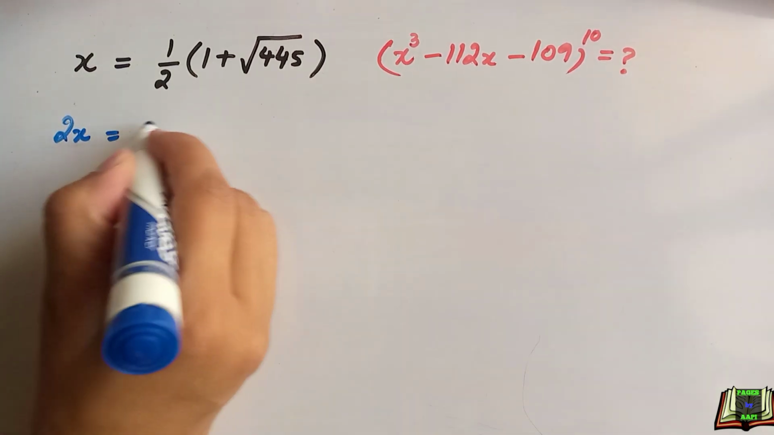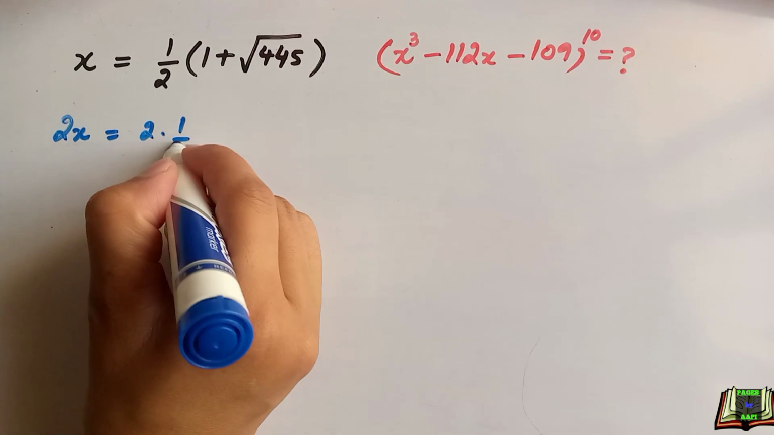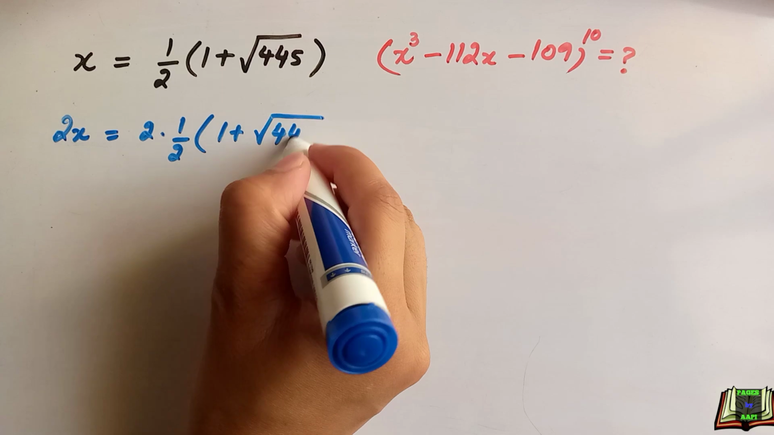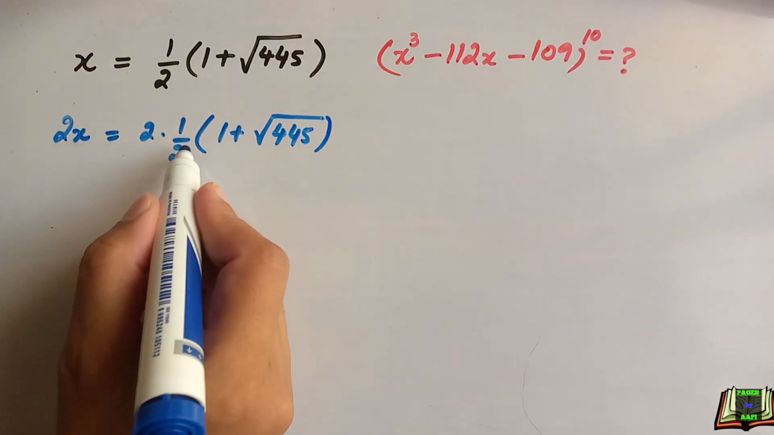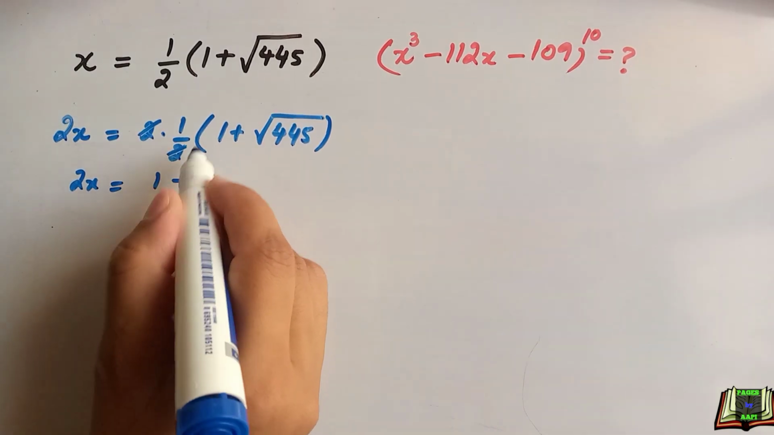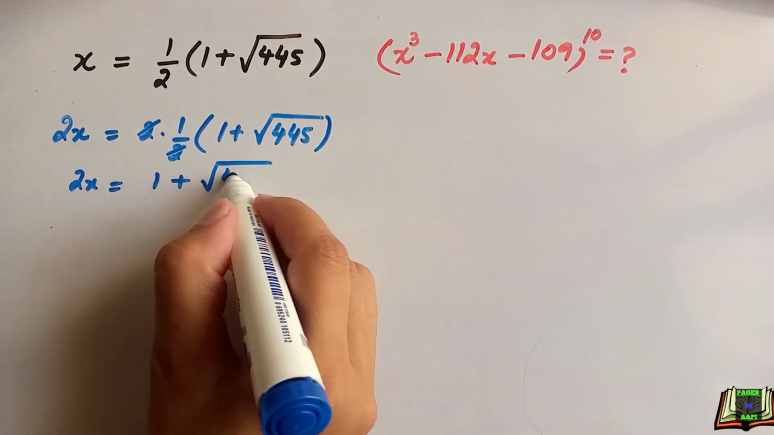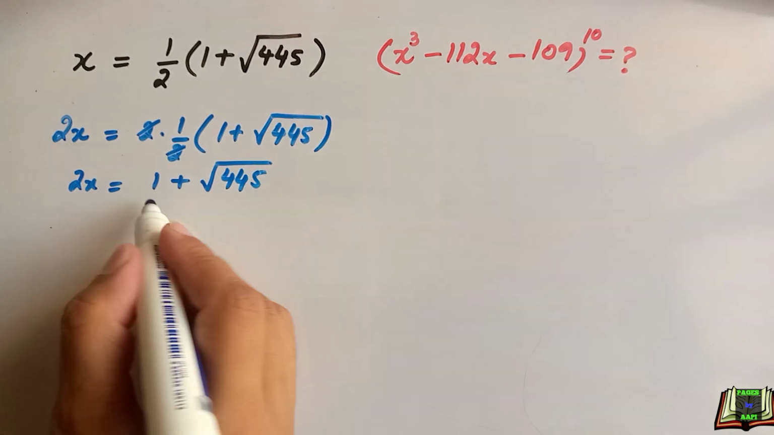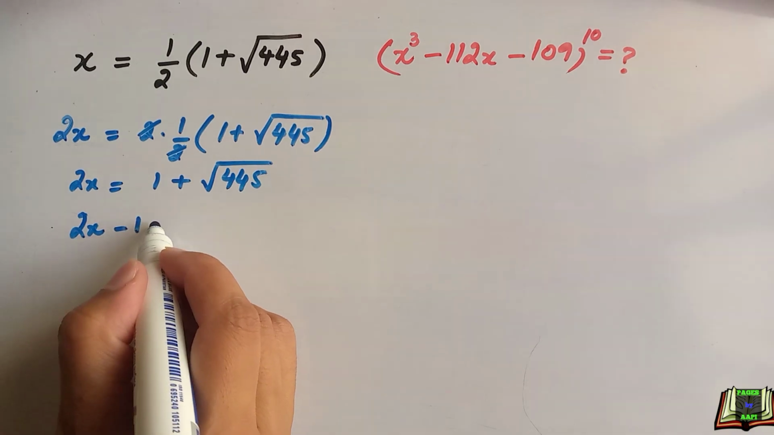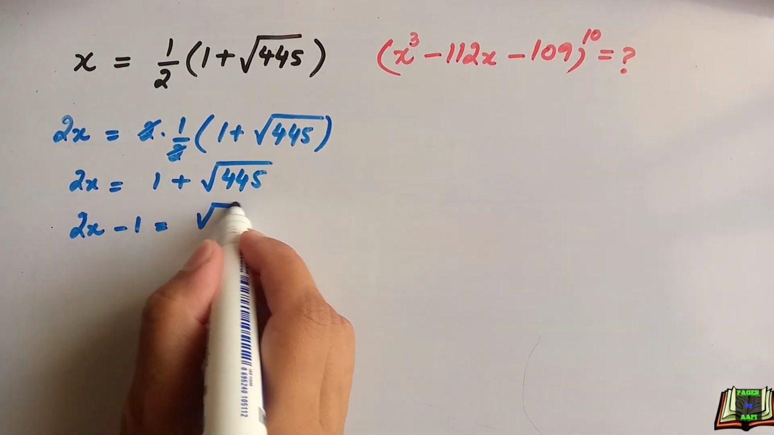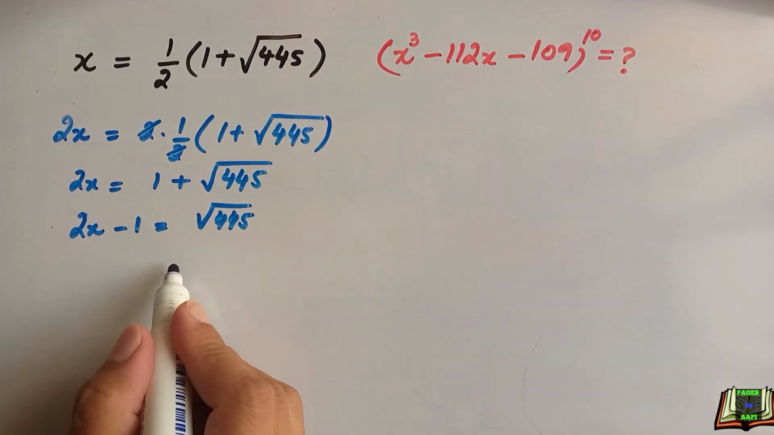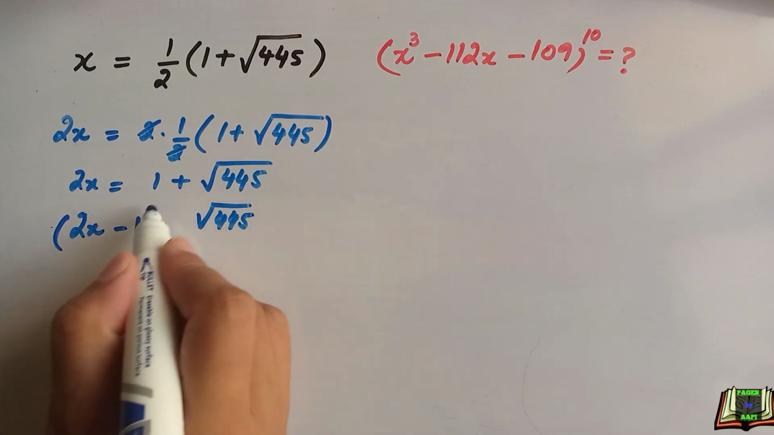So it will become 2x is equal to 2 times 1 over 2 times (1 plus square root of 445). Here this 2 and 2 cancel out. 2x is equal to 1 times 1 is 1, and 1 times square root of 445 is the same again. Now we will take this 1 to the left hand side, so it will become negative, and this is equal to square root of 445. Here at this step we will take the square of this equation on both sides.